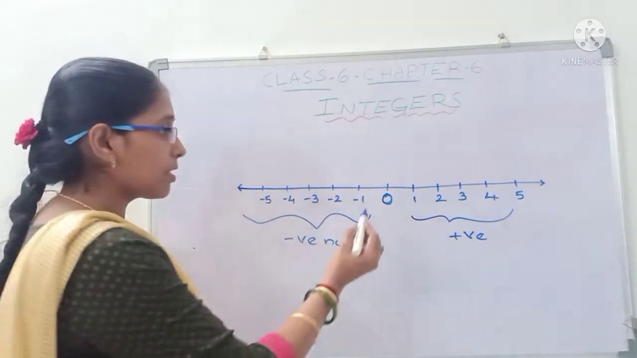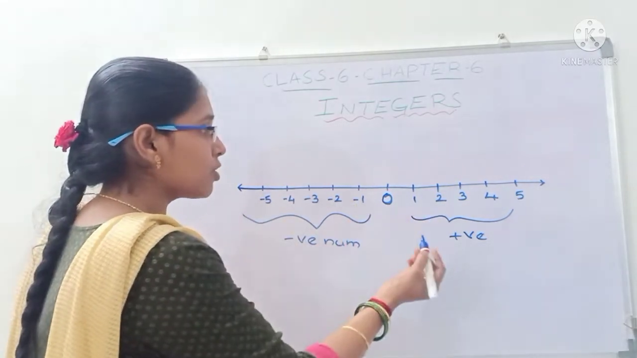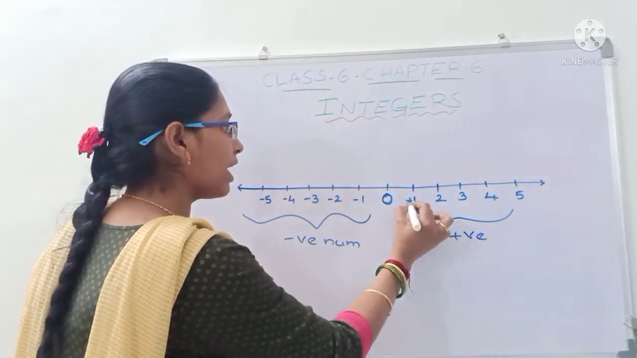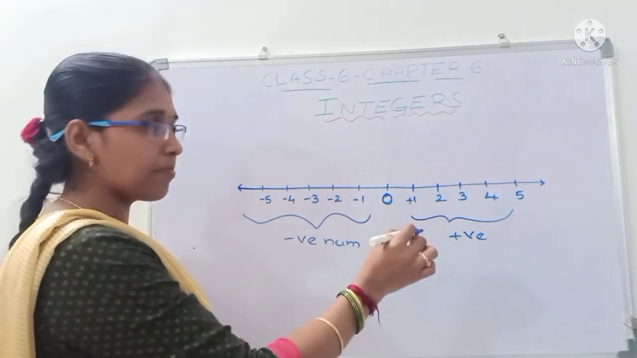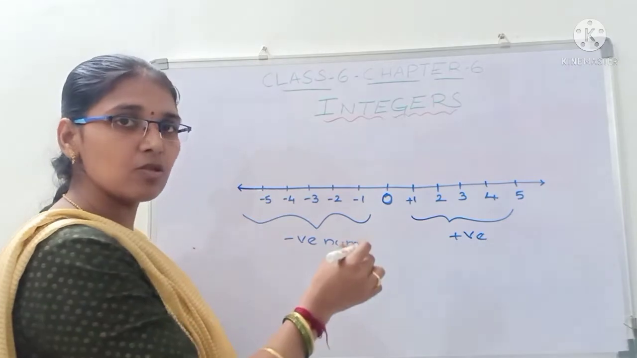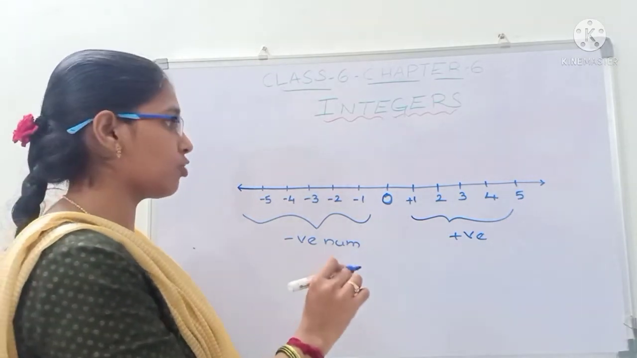Negative numbers are represented by minus symbol and positive numbers are represented by plus symbol. If you write plus or if you don't write plus, it is the same. Plus 1 is same as 1. If there is no sign, you should just assume they are positive numbers. Okay?